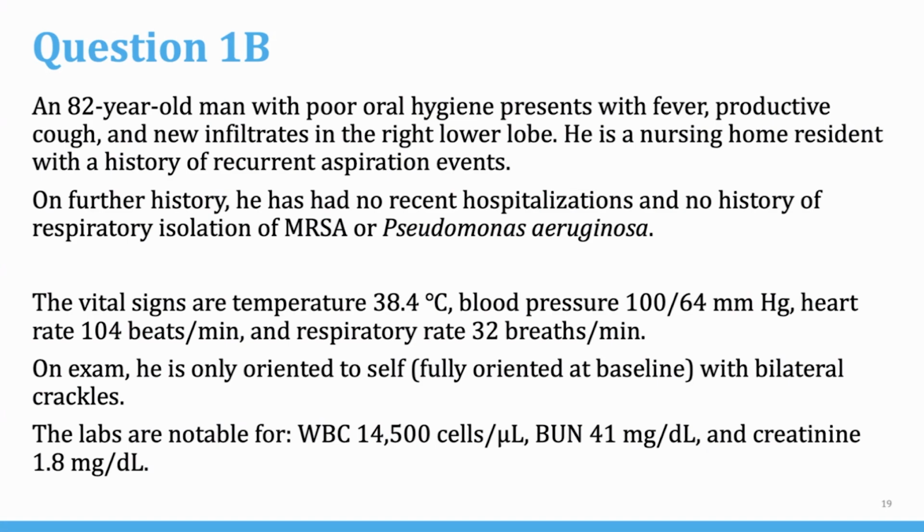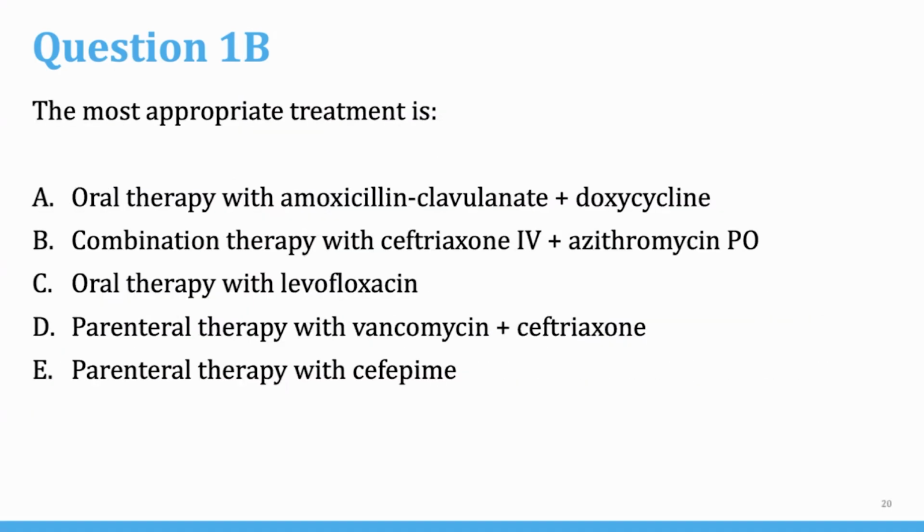On exam, he's only oriented to self. At baseline, he's usually fully oriented, and he has bilateral crackles. The labs are notable for a white blood cell count of 14,500, a BUN of 41, and a creatinine of 1.8. So the most appropriate treatment is oral therapy with amoxicillin, clavulanate, and doxycycline, combination therapy with parenteral ceftriaxone and oral azithromycin, oral therapy with levofloxacin, parenteral therapy with vancomycin and ceftriaxone, or parenteral therapy with cefepime.